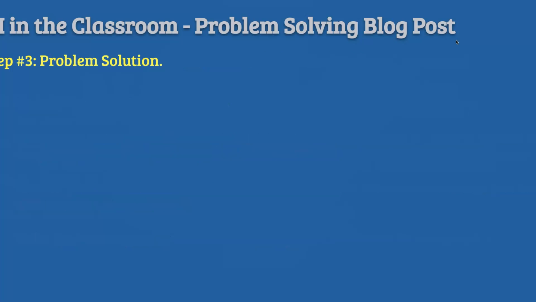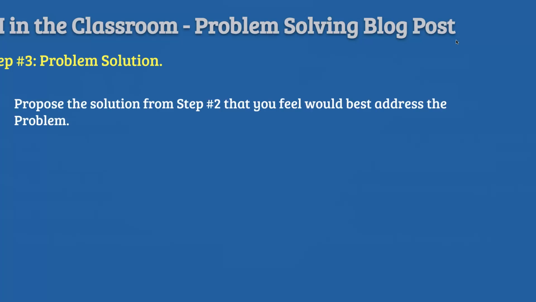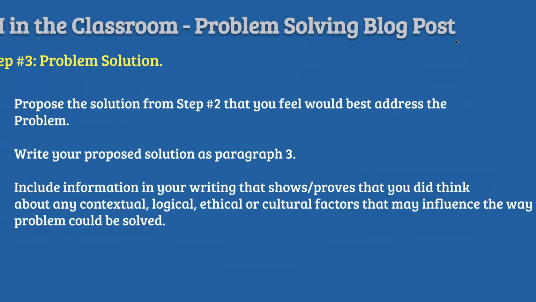Step 3, the problem solution. Again, pretty explanatory, but let's take a look at it a little bit deeper here. That basically means propose the solution from step 2 that you feel would best address the problem. So of all those things that you brainstormed, you narrowed it down to 3. Of the 3, which is the one that you feel would be the best way to address this particular problem or issue? And that is going to be paragraph 3 of your blog post.